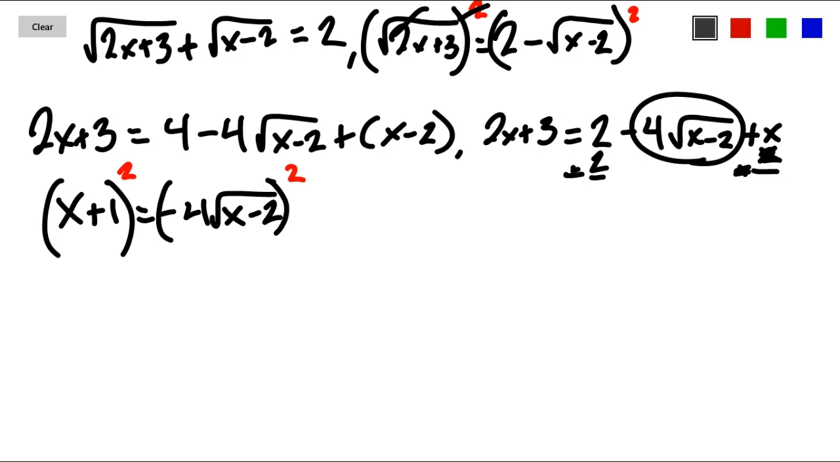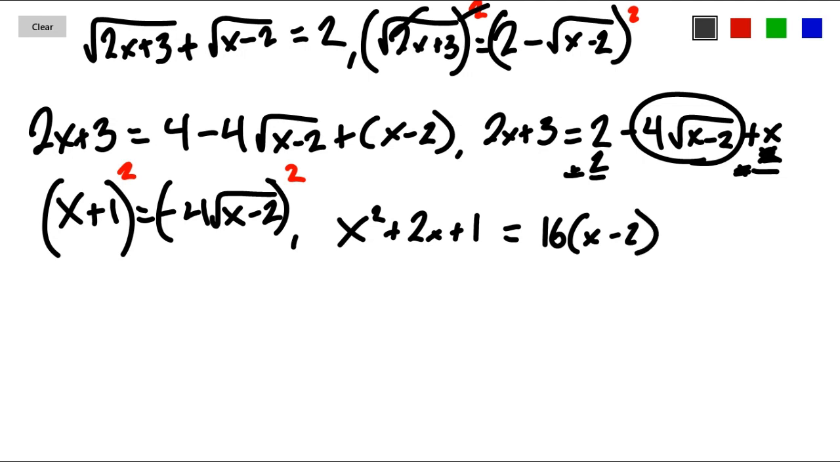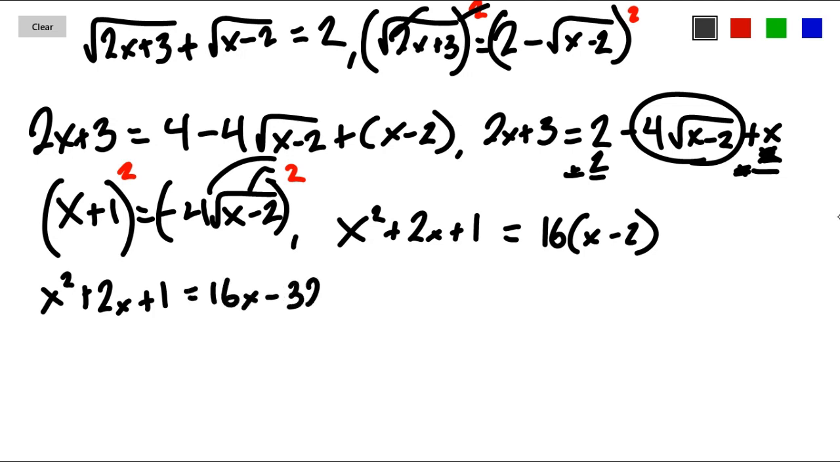And what that allows us to do is to cancel out the root that we have remaining. So on the left hand side we have another binomial expansion. So this is going to be x squared plus 2x plus 1. And then you set that equal to 16 times x minus 2, because remember, the exponent gets distributed to terms that are multiplied together. And so I'm going to distribute on the right hand side. So I have x squared plus 2x plus 1 is equal to 16x minus 32. And then I'm going to move each of the terms to the other side of the equation. So finally I have x squared minus 14x plus 33 is equal to 0.